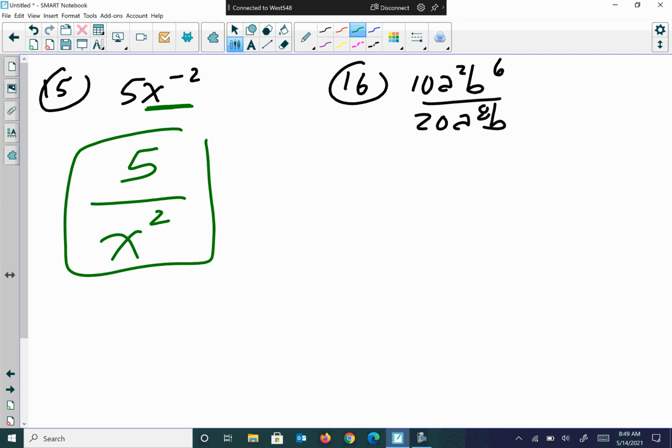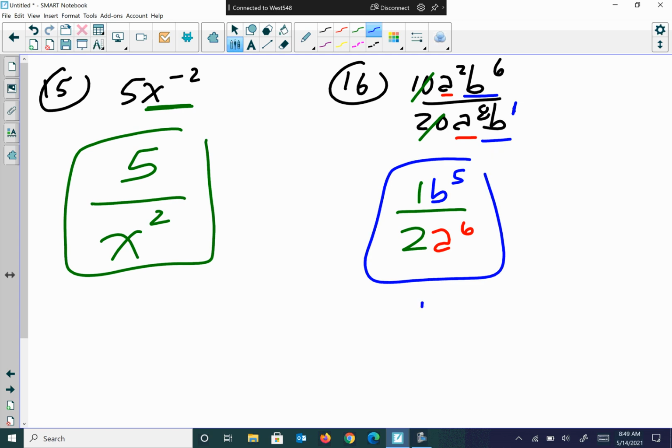Number 16, I can reduce here and here, so I get 1 over 2. Tug of war with the A's, bottom wins by 6. Tug of war with the B's, remember that's b to the first, top wins by 5. So you could leave it like that, or you could make your answer b to the 5th over 2a to the 6th. I'd take either one.